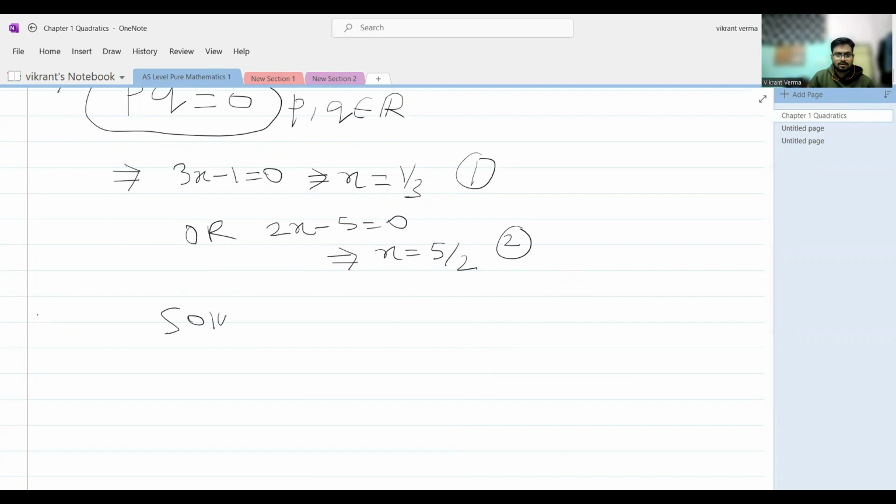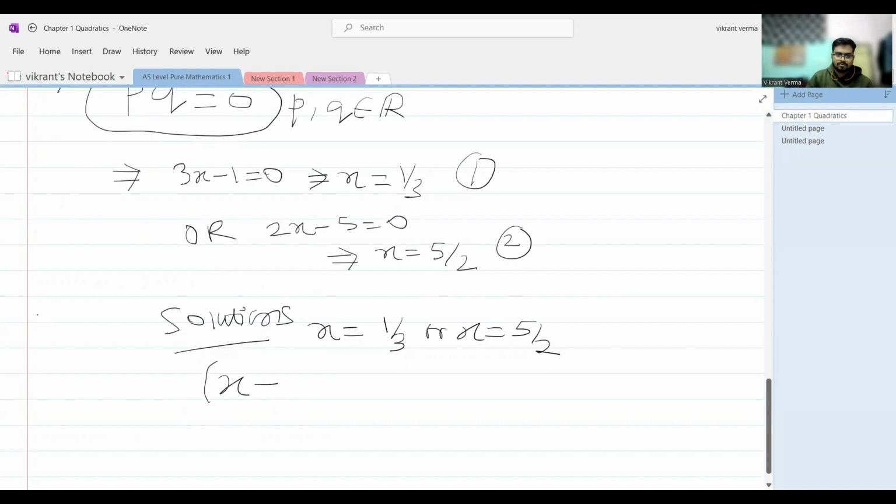So our solution, the value of x, is that x equal to 1 by 3, x equal to 5 by 2. You can write this quadratic equation in factorized form as x minus 1 by 3 multiplied by x minus 5 by 2 equal to 0. So this is the solution for this particular quadratic equation.